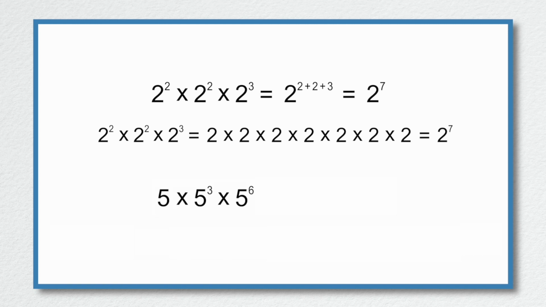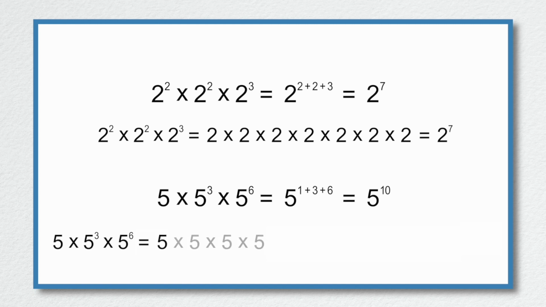So if I had 5 multiplied by 5 to the power of 3 multiplied by 5 to the power of 6, remember, think of this 5 as 5 to the power of 1. So we have 5 all to the power of 1 add 3 add 6, which is equal to 5 to the power of 10. And again, we can show this. So we've got 5 multiplied by 5 times 5 times 5, and multiplied by 5 times 5 times 5 times 5 times 5 times 5. So we're multiplying 5 by itself 10 times.